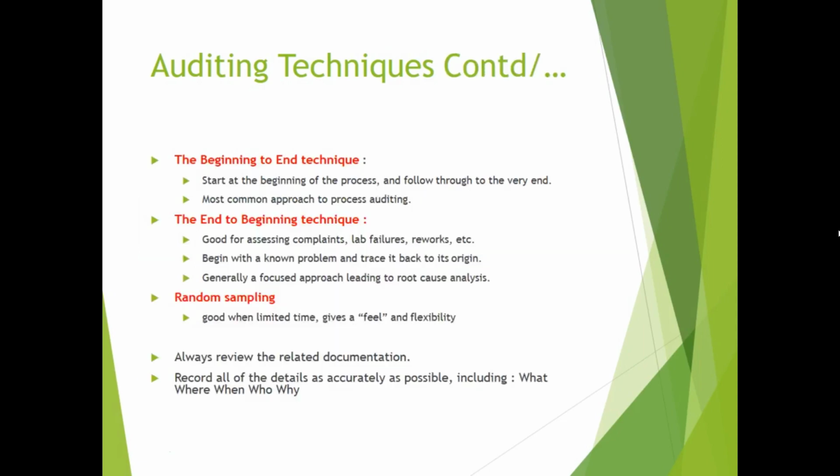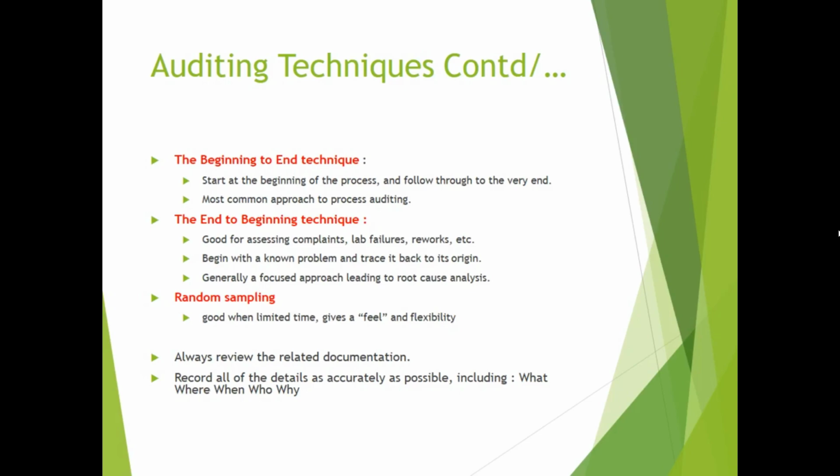Again, continuing with different auditing techniques, the beginning to end technique is one where you start at the beginning of a process and you follow through the work or follow through the process steps right to the very end. It provides the auditor with a progressive, detailed view of the process and the requirements. Batch records are a good way of stepping through this process, and it's probably the most common approach to process auditing.